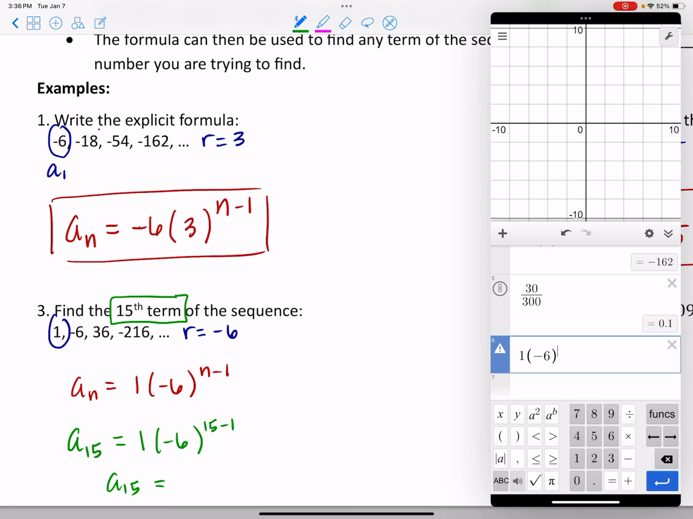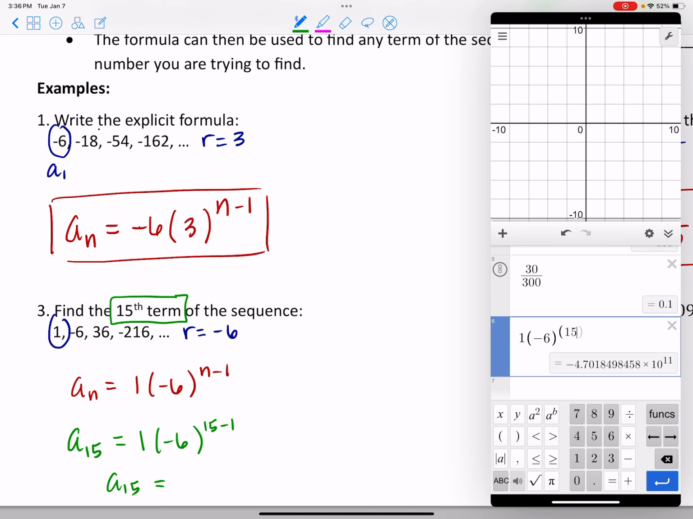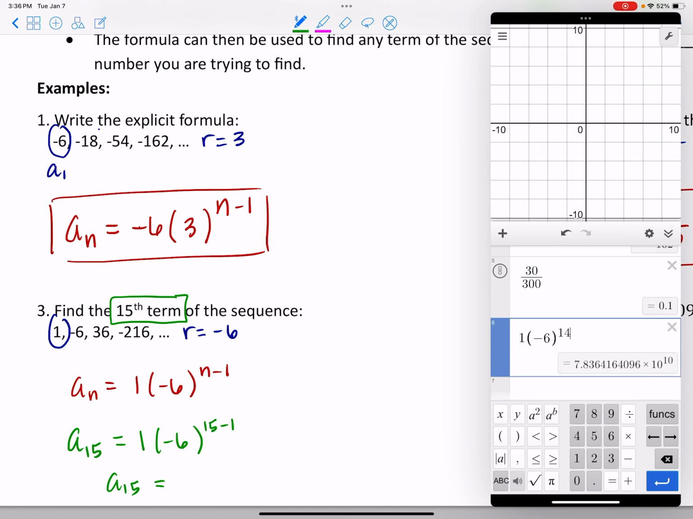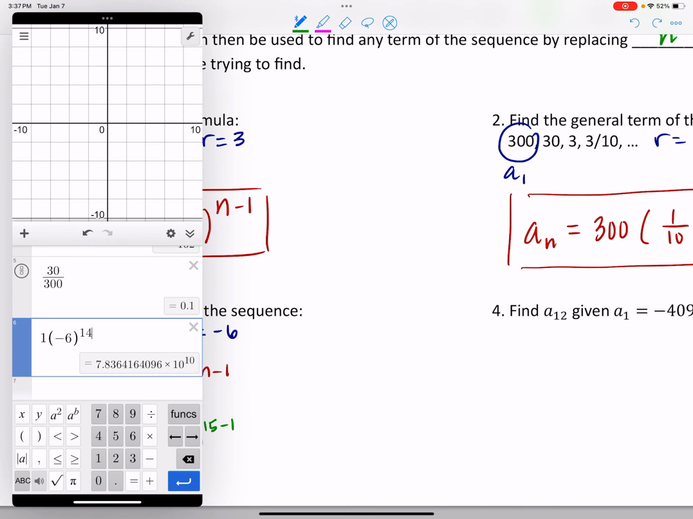Instead of typing in 15 minus 1, you've got to be careful here. If you type in 15 minus 1, it drops the 1 out of the exponent. So if you want to keep the 15 minus 1 all together in the exponent as it should be, you're going to have to put it in parentheses, which is just more work than I would like to do, so I would just take 15 minus 1, call it 14. But it gives me this really ugly number, and we have to be able to deal with this ugly number.